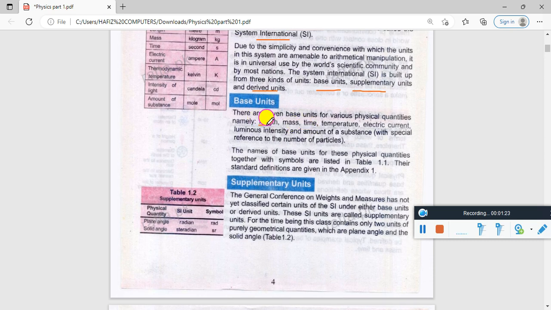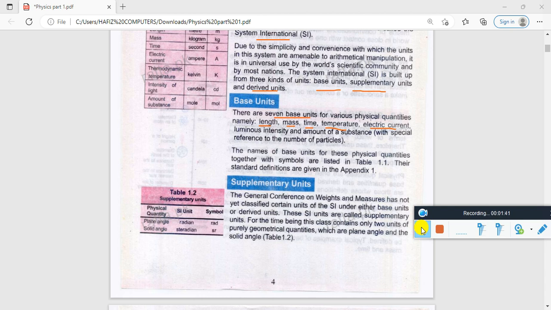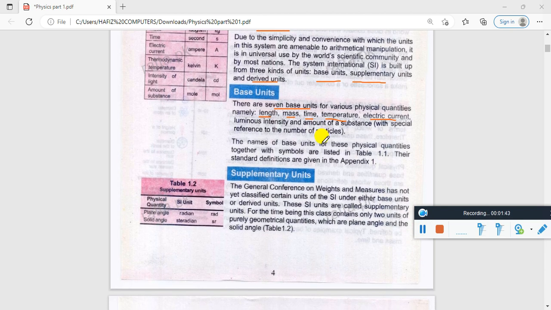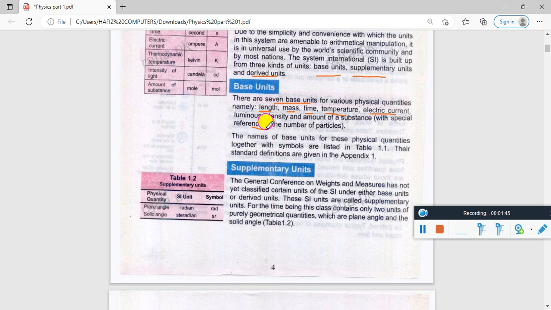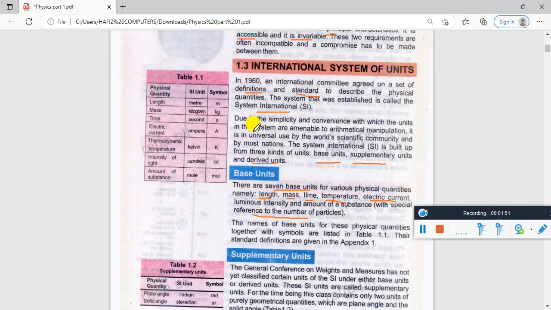For example, there are 7 base units for physical quantities like length, mass, time, temperature, electric current, luminous intensity and the amount of substance with a special reference to the number of particles. The names and symbols of these base units are described in this table and we will see.